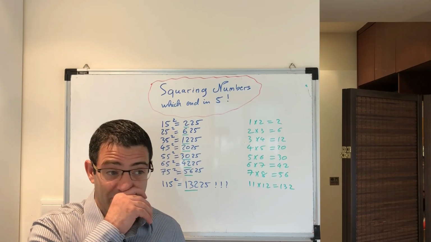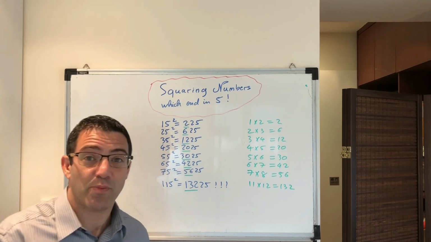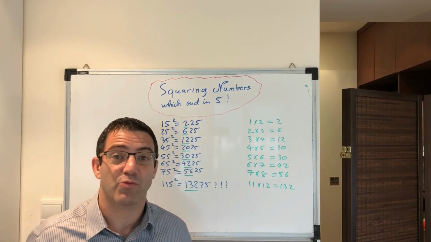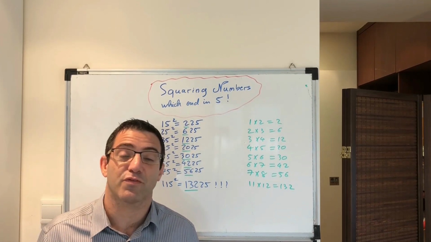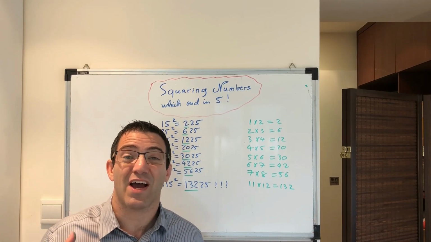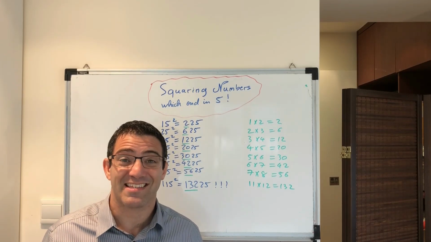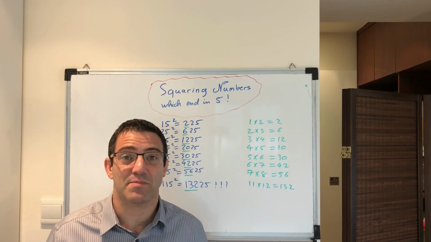The other thing you'll need to know is what a square number is and why this is so important. Well, squaring numbers is when we multiply numbers by themselves. So for example, if I say 5 times 5, which is 25, that is 5 squared. If I say 6 times 6, that's 36. That's 6 squared. It's a number times itself.